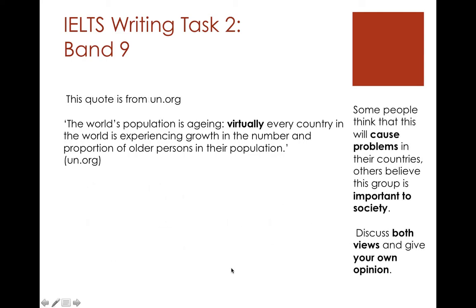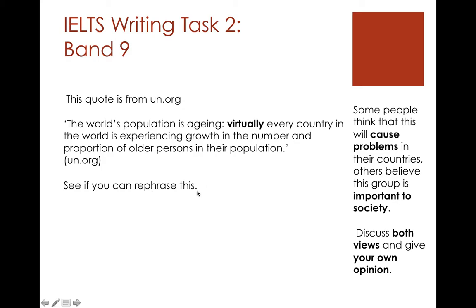All right, now what are we going to do with this? Why is this useful for you? Well, here's our question, and here's what you read online. You can do a search and find anything you want, but here's my example. And remember, we're doing cause problems or important to society. We have to discuss both views and give your opinion. So let's try and rephrase this into a topic sentence for our essay.